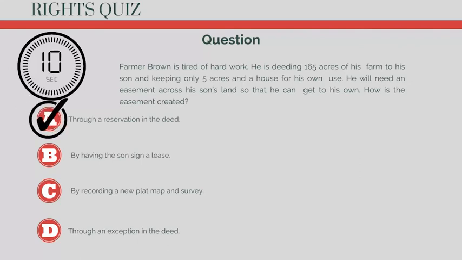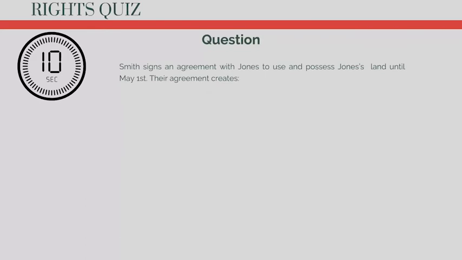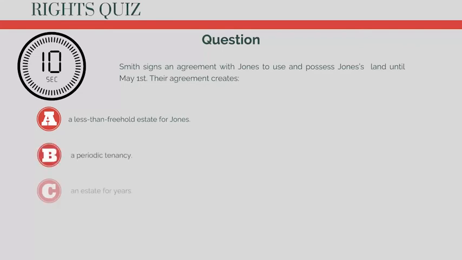The correct answer is A, through a reservation in the deed. Smith signs an agreement with Jones to use and possess Jones's land until May 1st. Their agreement creates a less than freehold estate for Jones, a periodic tenancy, an estate for years, or a reversionary estate for Smith. C. An estate for years.